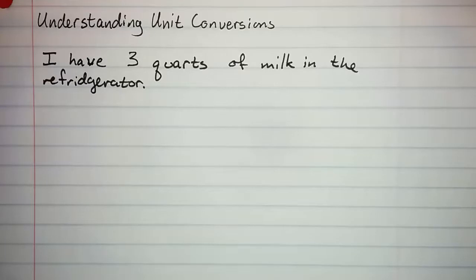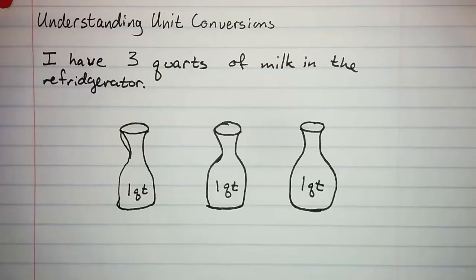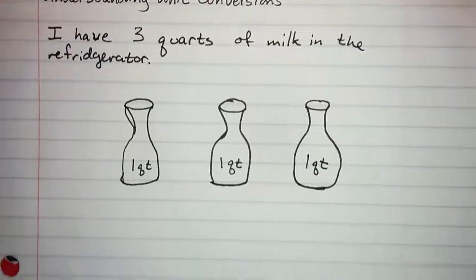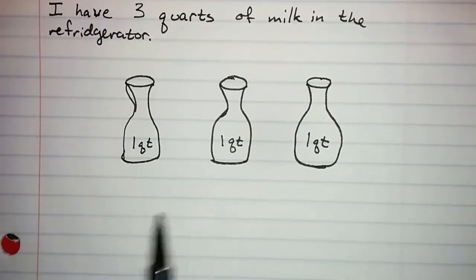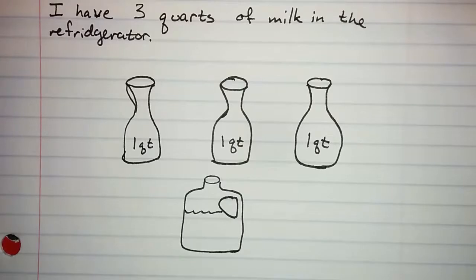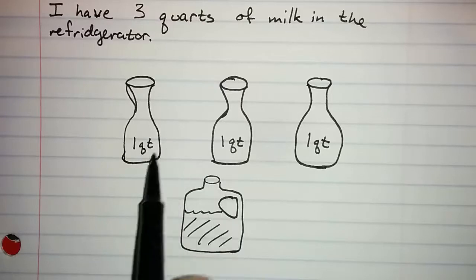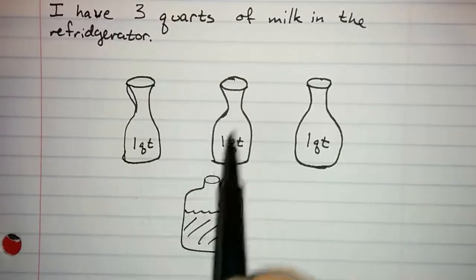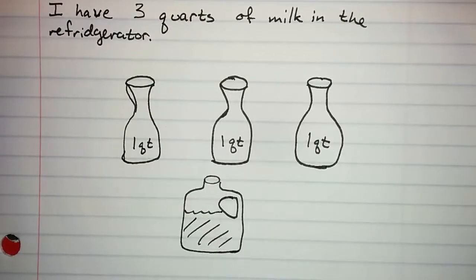That means if I go to the refrigerator and look inside, I'm going to see 3 little 1-quart jugs of milk, maybe. Or maybe I'll see a bigger jug of milk that's partway full, but has the same amount in it as I would get if I took each of these 3 and poured them in here.